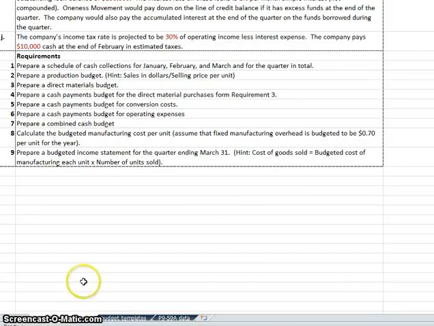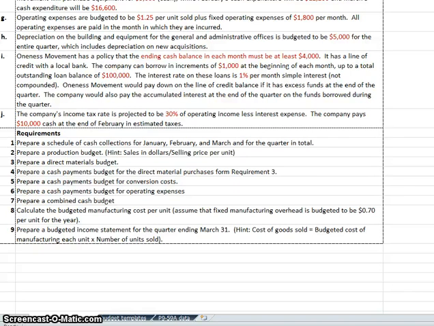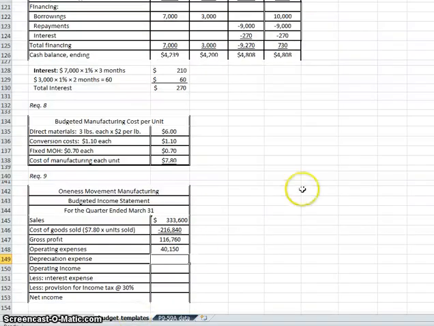Next one, depreciation expense. It told us in the instructions that depreciation on the building and equipment for the general and admin offices is budgeted to be $5,000 for the entire quarter, which includes depreciation on new acquisitions. So we haven't used depreciation up till now because we've been doing everything as cash. But now we have to subtract that out. So I'm going to enter that in as a minus.